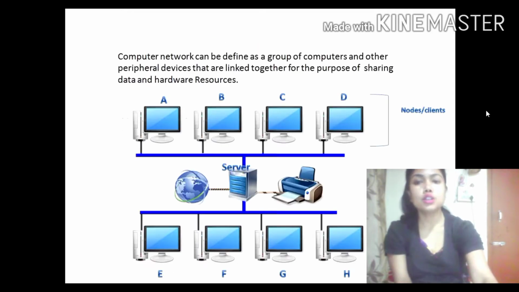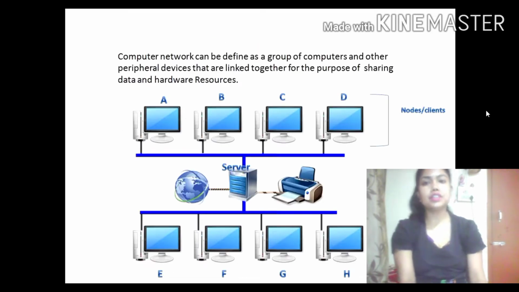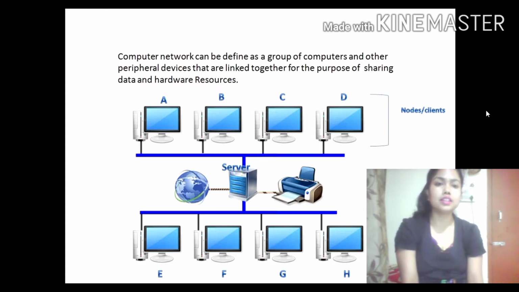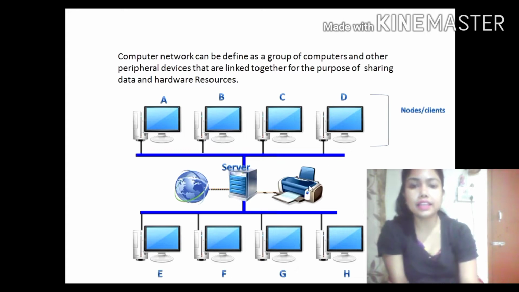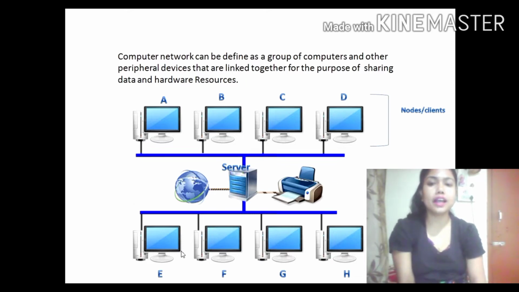Fine. So let's start. Here a computer network can be defined as a group of computers and other peripheral devices that are linked together for the purpose of sharing data and hardware resources. So students, please have a look at the diagram given below. I have attached a diagram so that you can understand it properly. Here you can see that there are 8 computers, named A, B, C, D, E, F, G, H.